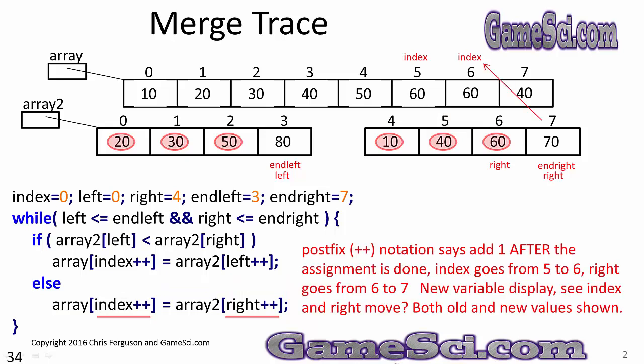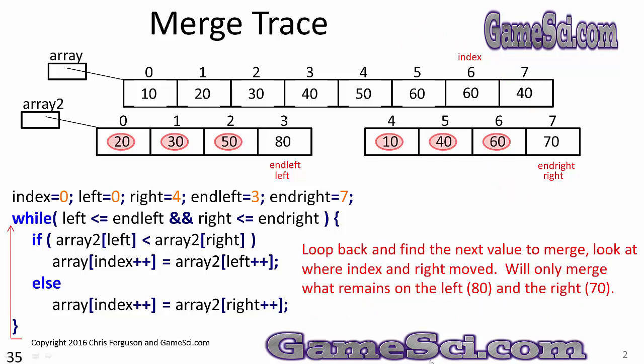Postfix notation says add 1 after the assignment is done. Index will go from 5 to 6, and I show you both. Right just moved from 6 to 7. We'll hit the end of the loop, go back up and find the next value to merge. We'll look at where index and right have moved.